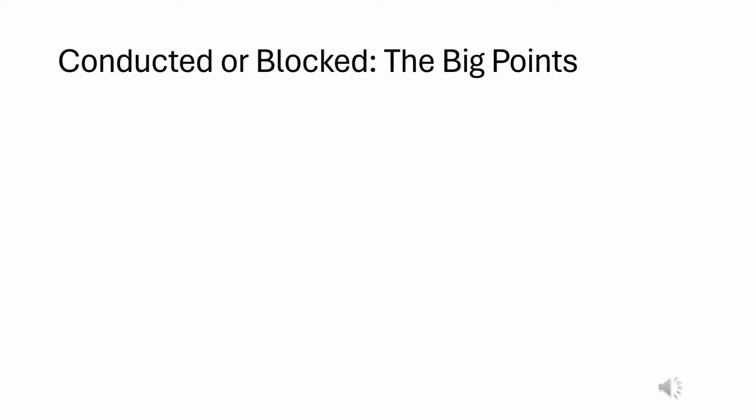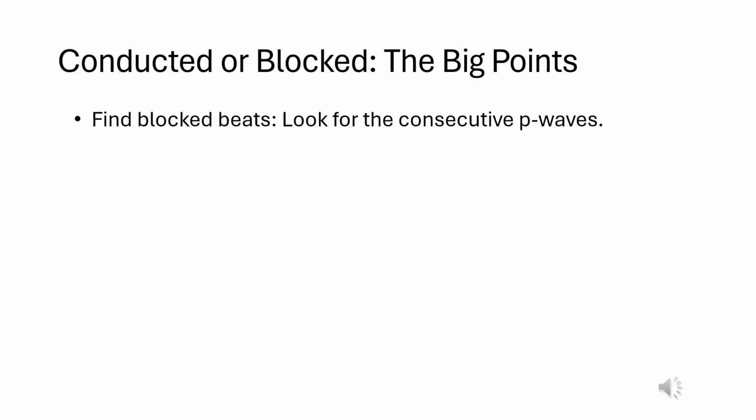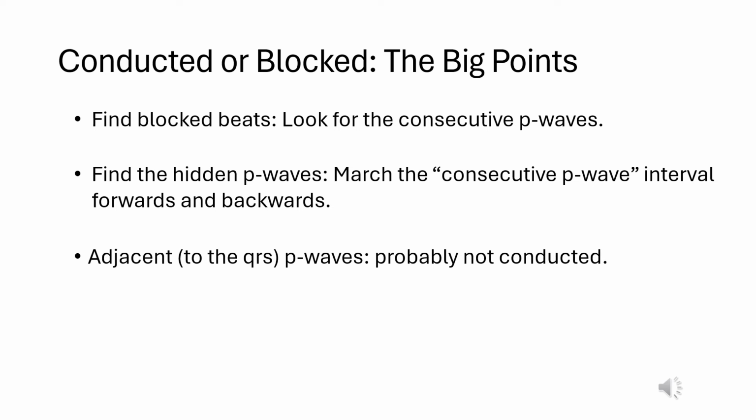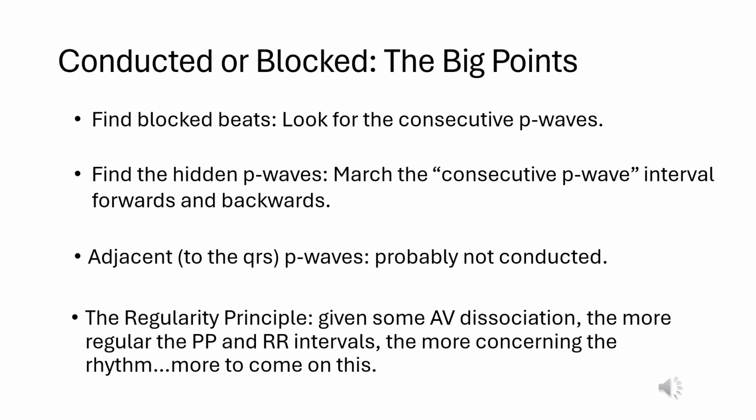So here are the big points from this video. First, to find the blocked beats on your quick rhythm strip scan, look for the consecutive P waves. To find the rest of the P waves, take that consecutive P wave interval and march it forwards and backwards. Third, when you see P waves adjacent to the QRS, assume that they're not conducted. Finally, given some AV dissociation, given some non-conducted P waves, the more regular the PP and RR intervals, the more concerning the rhythm. More to come on this.